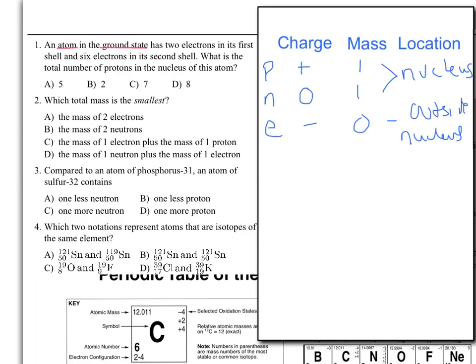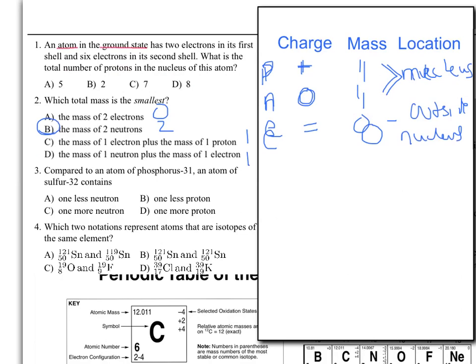So the mass of 2 electrons would be 2 times 0, which is 0. The mass of 2 neutrons would be 2 times 1. So we're getting this number 1 right here under mass. So 2 times 1 is 2. The mass of an electron and a proton would essentially be 0 and 1, so that adds up to 1. And the mass of a neutron and an electron, again, would be 1 from the neutron and 0 from the electron, so that would be 1. So the most mass is choice B.